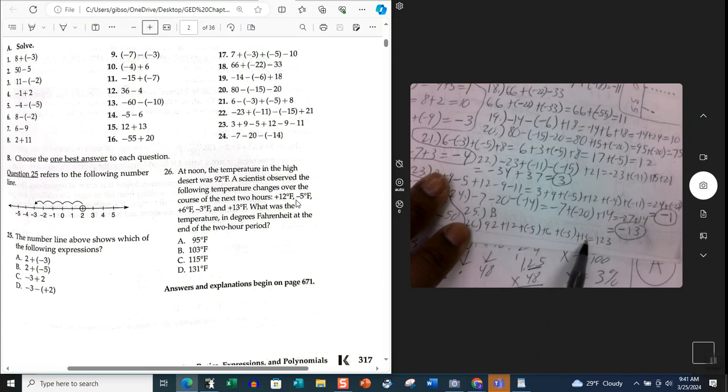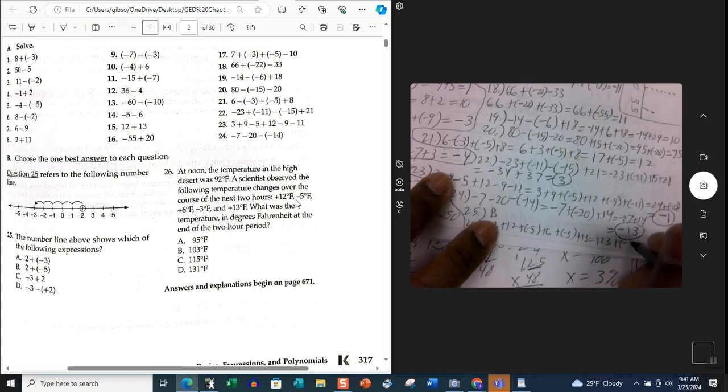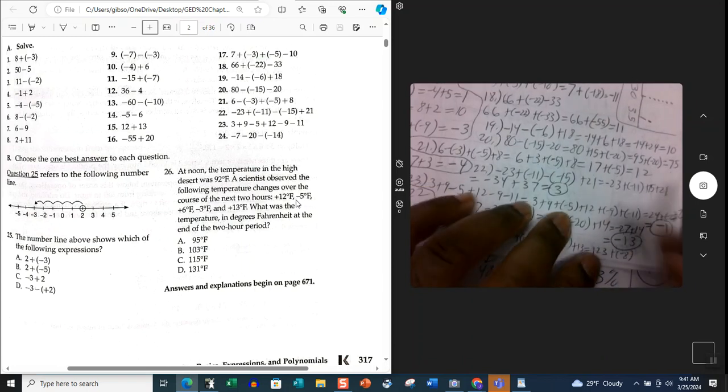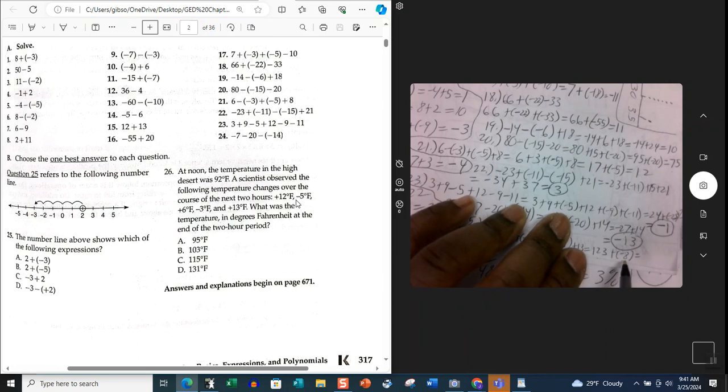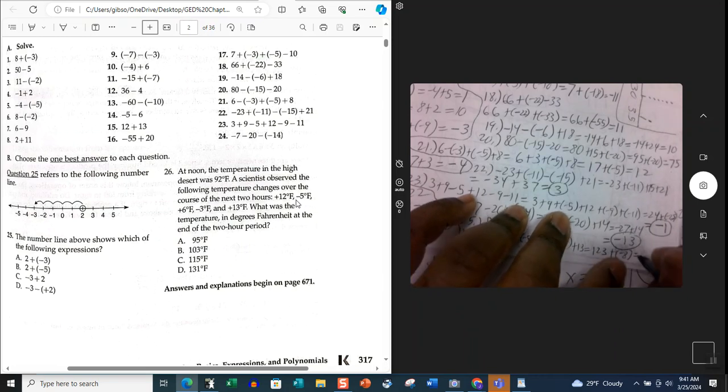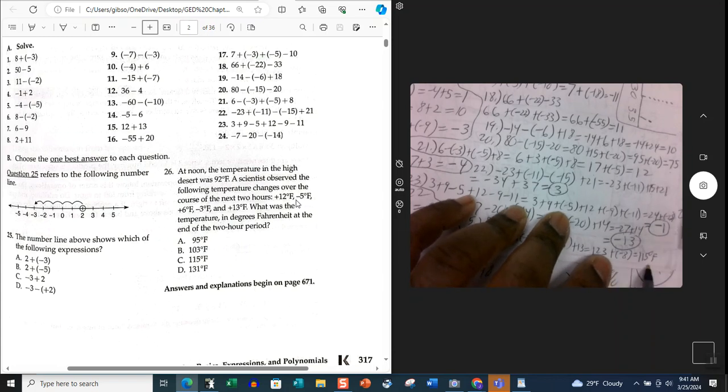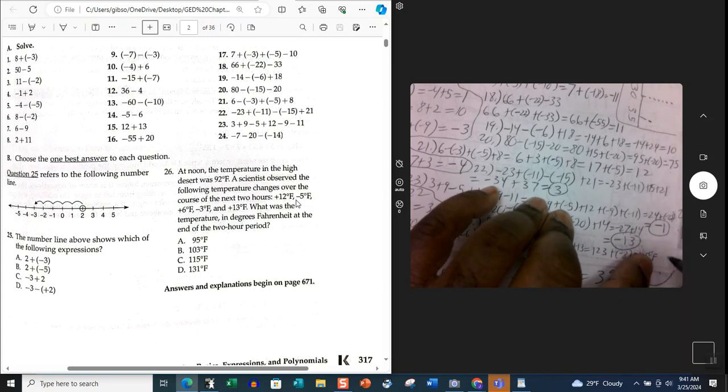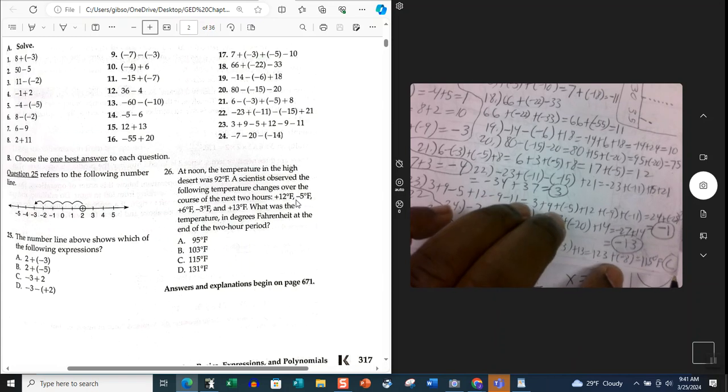That took care of all the positive values. Now we do the negative values. Negative 5 and negative 3 will give us a negative 8. Now 123 is larger than negative 8, so we know our final answer is going to be positive. 123 minus 8 is 115 degrees Fahrenheit. So it's 115 degrees Fahrenheit, which is C. So your answer here would be C, which is 115 degrees Fahrenheit.